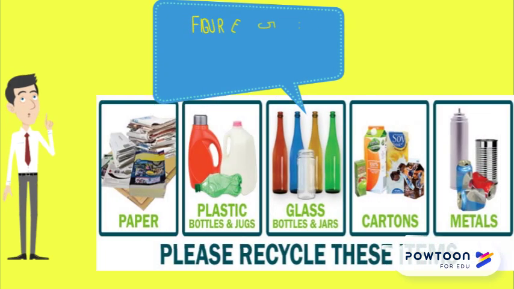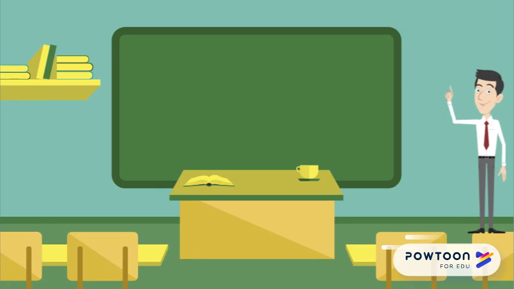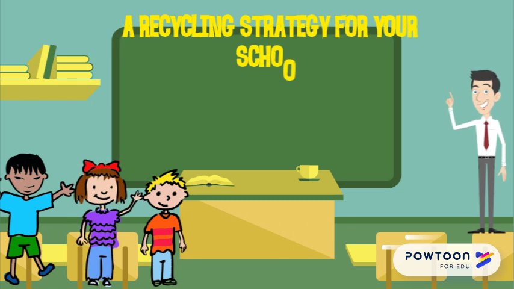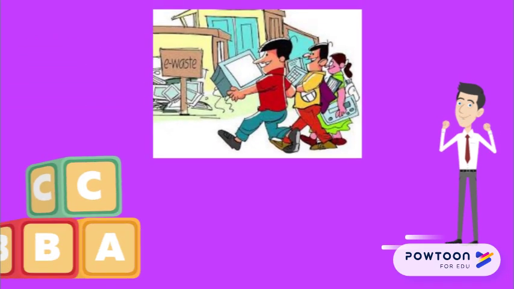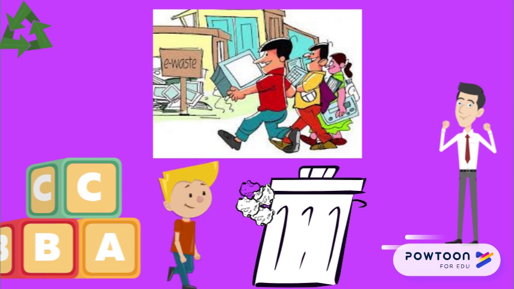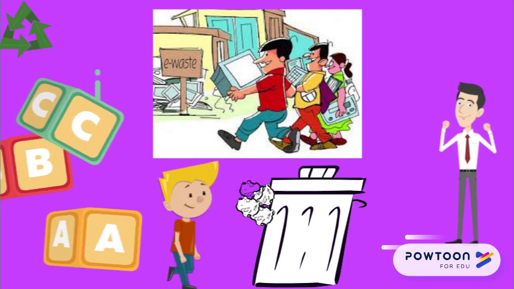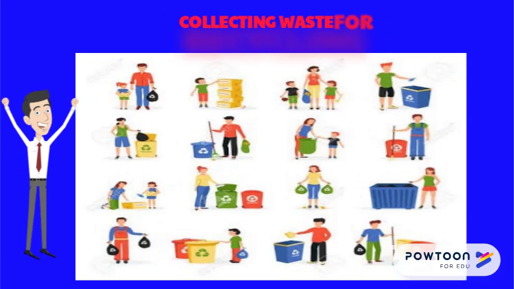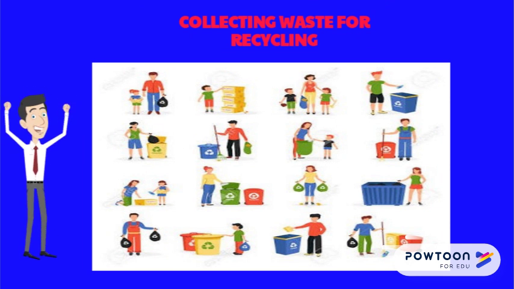Figure 5 on your screen shows the many different objects that can be recycled. Now let's talk about the recycling strategy for your school. Many schools have programs for recycling different items. They collect plastic, paper, glass, cans, and ink cartridges. Some schools even collect e-waste for recycling. This includes old and broken computers and their parts. Banks of bins are put up around the school for collecting recyclable items that the learners bring from home. There are usually also bins for collecting items that can't be recycled.